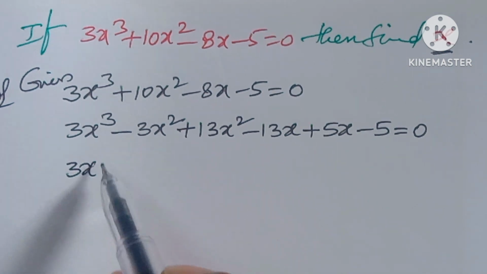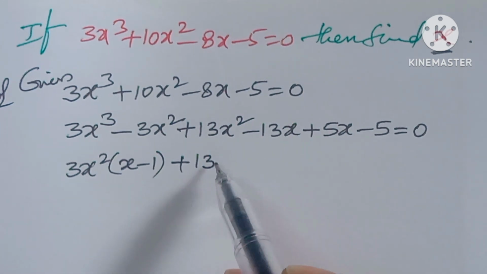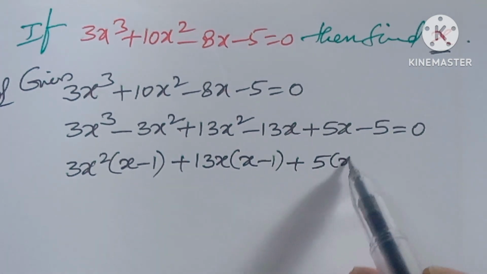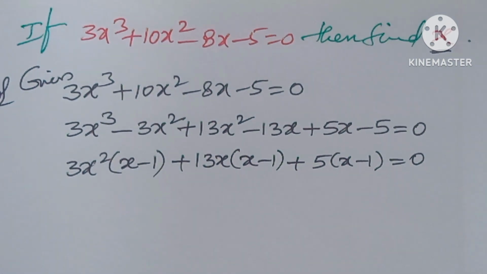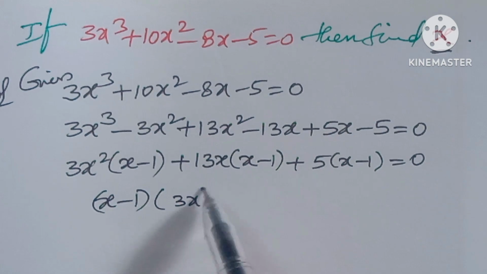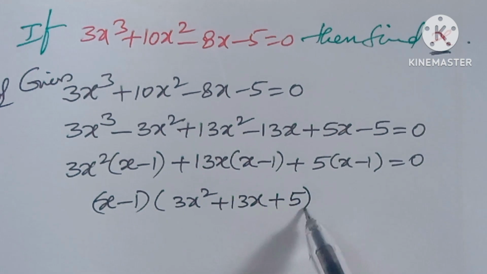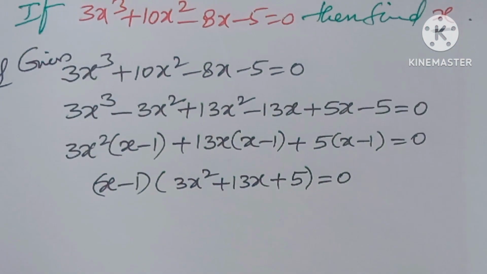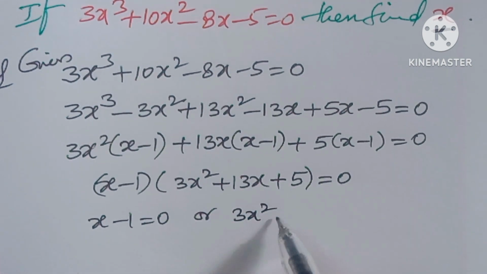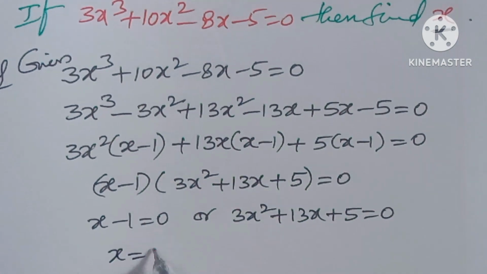Now here you can take 3x square common, x minus 1. Here you can take 13x common, x minus 1. Here you can take 5 common, x minus 1 equal to 0. So here in all the three, x minus 1 is common: 3x square plus 13x plus 5 equal to 0. So from this you can write x minus 1 equal to 0, or 3x square plus 13x plus 5 equal to 0. So x value is 1 now.